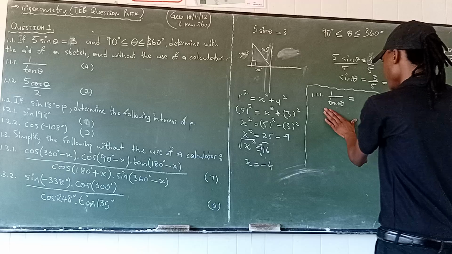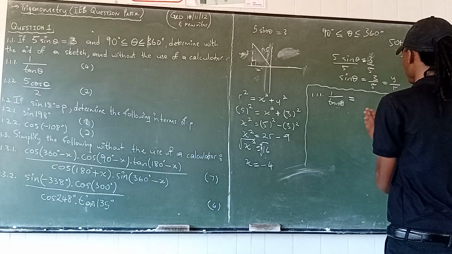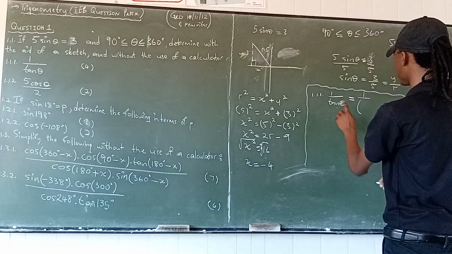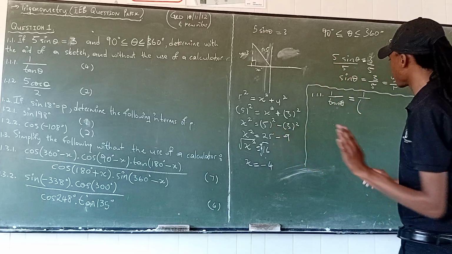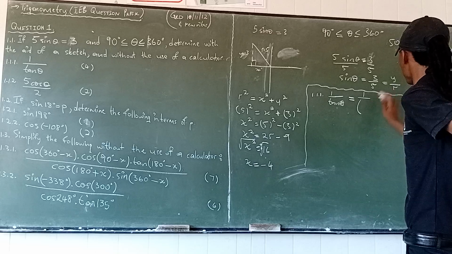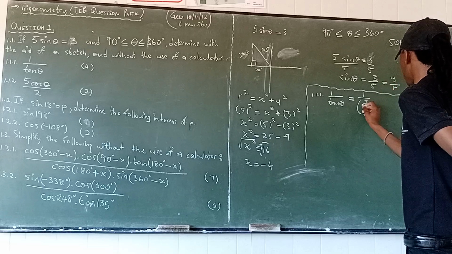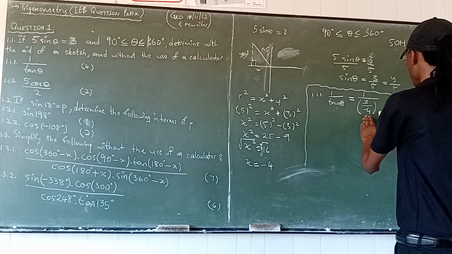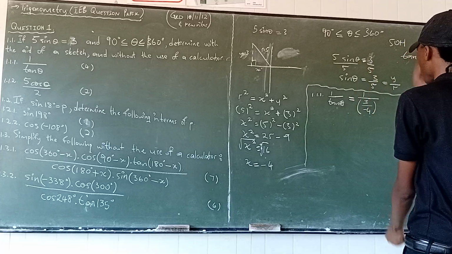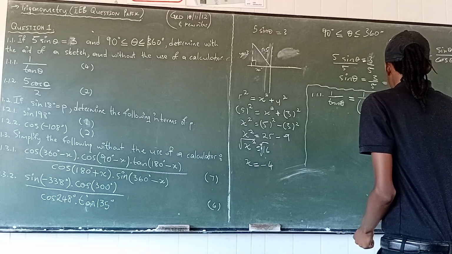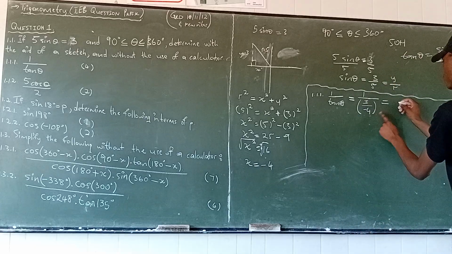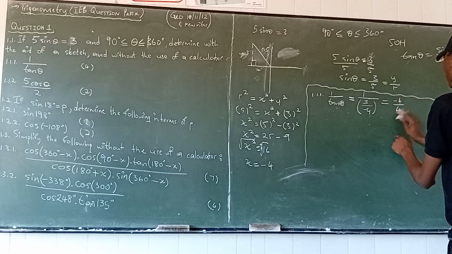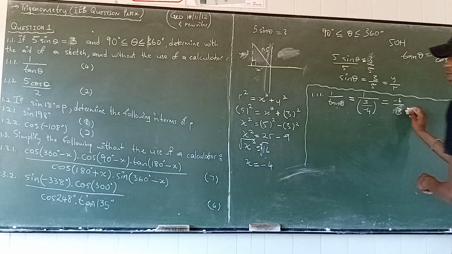But in this case, remember what we're supposed to be doing. We're going to have 1 over tan, remember it's opposite over adjacent. So our opposite will be 3, and our adjacent will be -4. Whenever you write this, it will be a reciprocal. Therefore the final answer will be -4 divided by 3, sorry. Then you get your final mark.